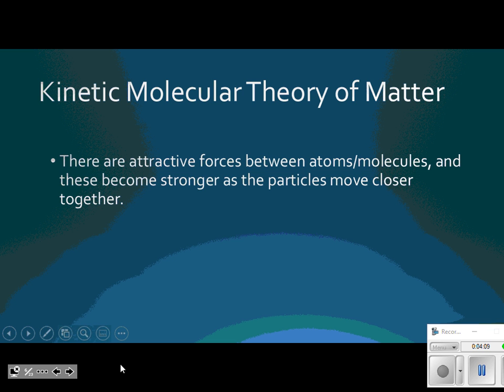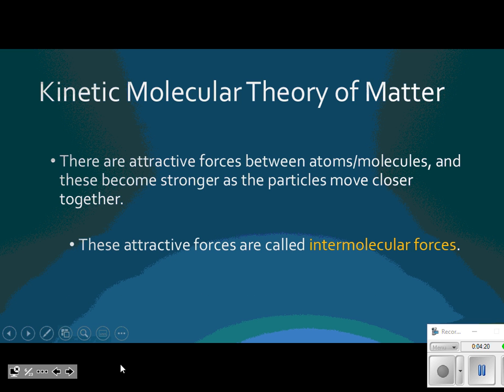There are forces between atoms and molecules. They become stronger as the particles move closer together. These forces are what we call intermolecular forces. So, where are we going to have atoms and molecules closer together? What type of state? A solid. So, will there be greater intermolecular forces between solids than there were between liquids and gases? Yeah, sure there will be.